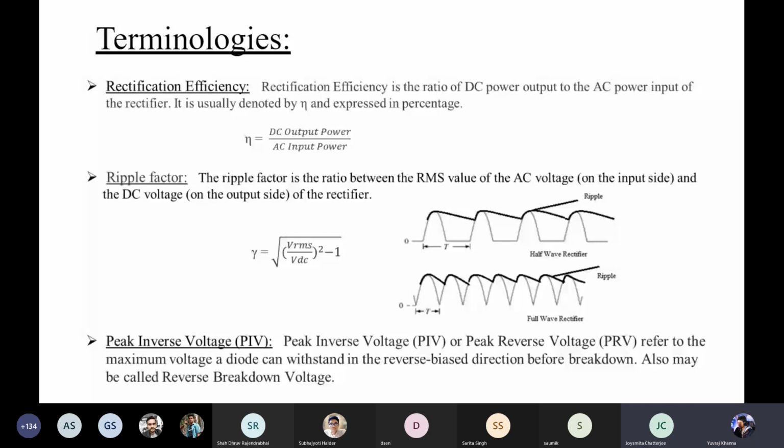Next, we go to the peak inverse voltage. Peak inverse voltage, which we know as the PIV, refers to the maximum voltage a diode can withstand when it is non-conducting, that is, in the reverse biased condition. In the reverse biased condition, the maximum voltage which appears across the diode is the peak inverse voltage which it can withstand. So next, we'll give a comparison.